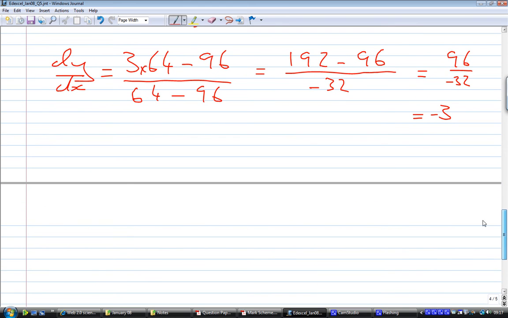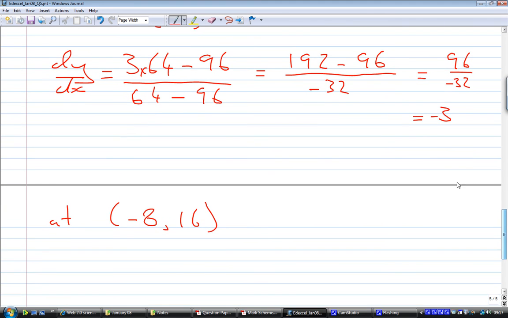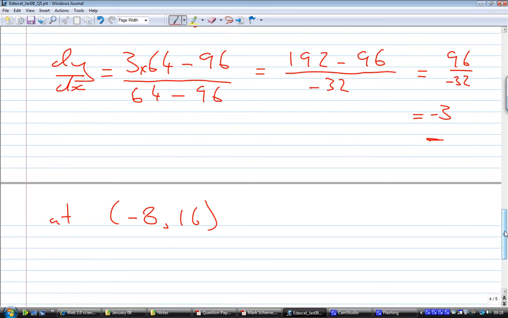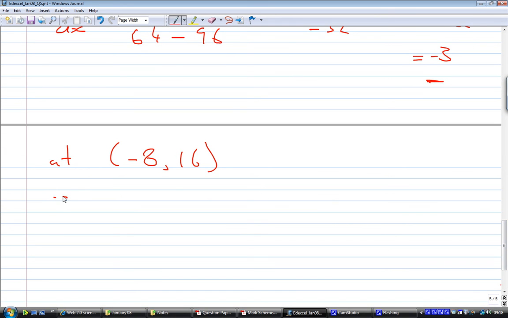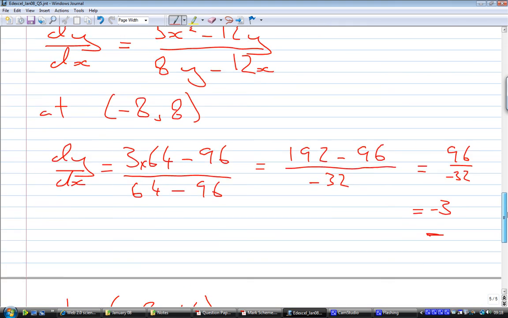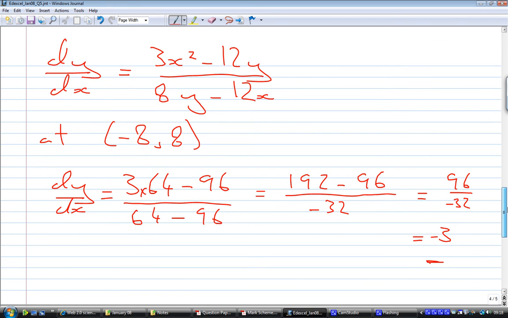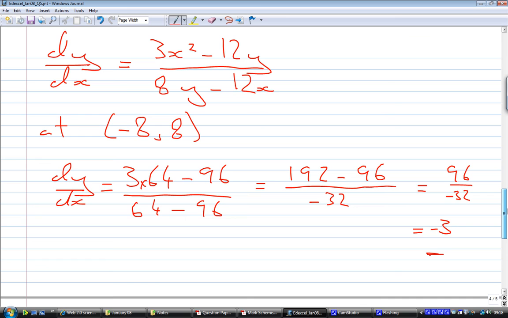So let's have a look at the next point then. Let's have a look at minus 8, comma 16, and find what dy dx is there. So that's one of our answers there. We'll check it with the mark scheme at the end, but I'm sure it's right. We're going to have dy by dx equals, let's have a look at what we had before. Now, the x terms are going to be exactly the same, aren't they? Because it's the same x coordinate, so we're going to have 192 on the top and 96 at the bottom for those two.